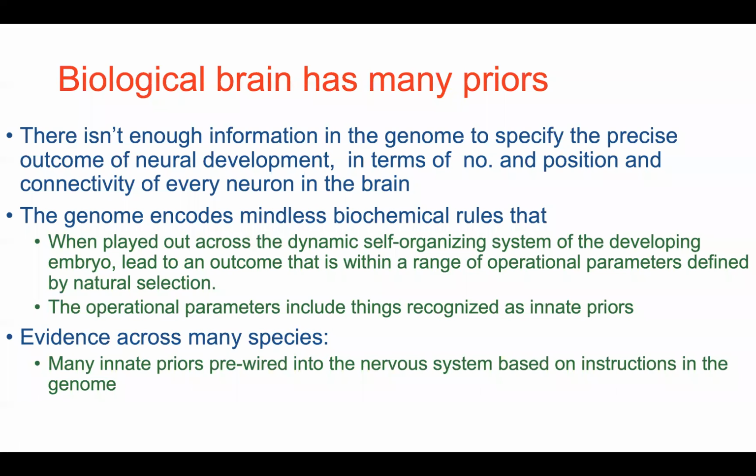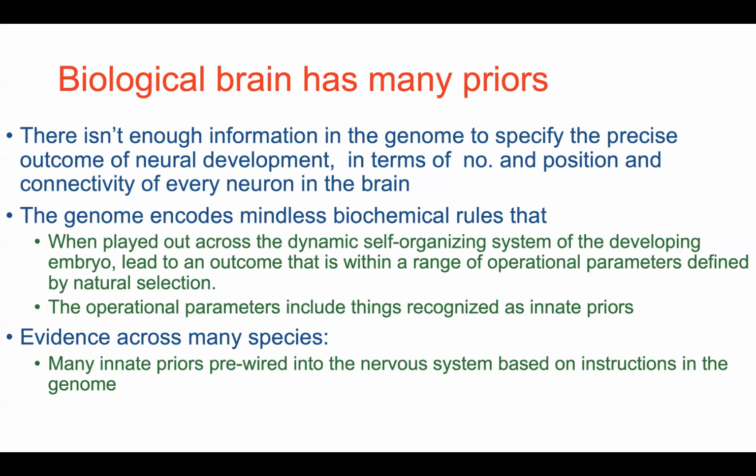Biological brain. The human brain has many, many priors. So the brain, we are saying, the brain that we are all using has a number of hyperparameters as well that was not learned. There isn't enough information in the genome to specify the precise outcomes of neural development in terms of number and position and connectivity of every neuron in the brain. So our brain consists of all these neurons. There is a certain structure to the brain, different parts to the brain, and so on. And that is what determines what we do.